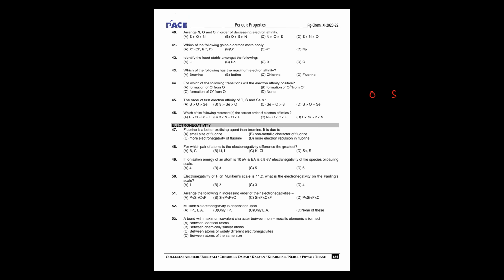Oxygen, sulfur, selenium. The order of electron affinity is expected to decrease from top to bottom, except that the second period has lower electron affinity than the third period. In group 16, oxygen is found to have the least electron affinity. Order is sulfur, selenium, tellurium, और last में oxygen आता है. So given options में से sulfur greater than selenium greater than oxygen आएगा. So D option. 45 is the B. Clear है? FBO question number 45.